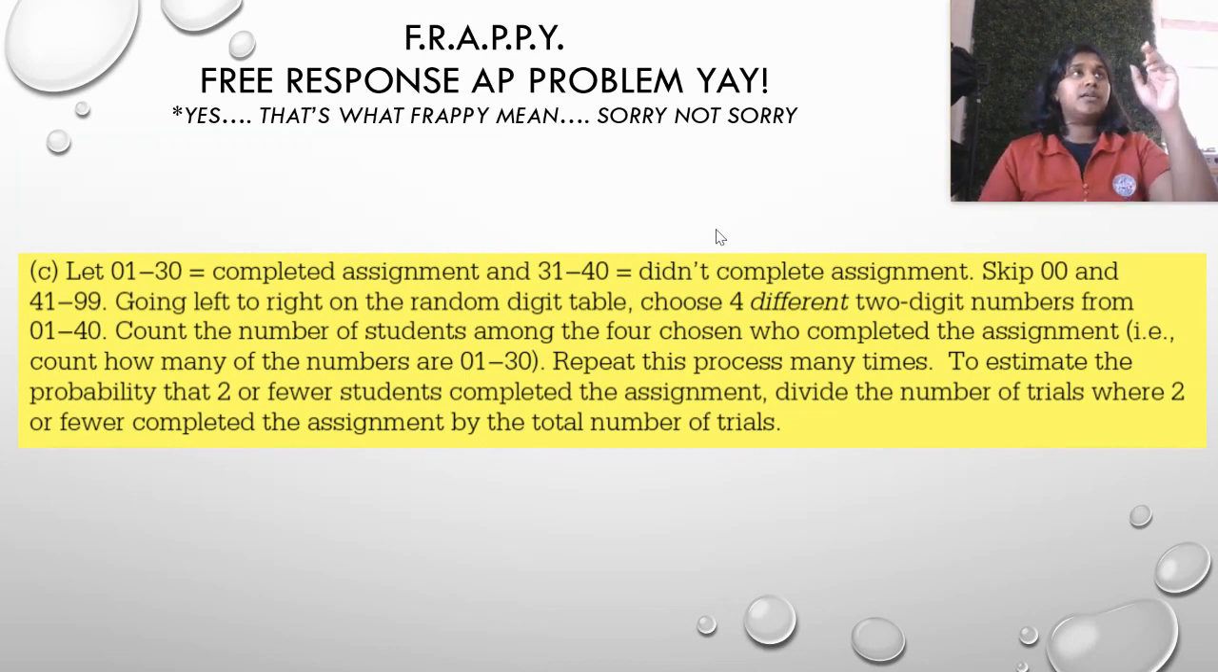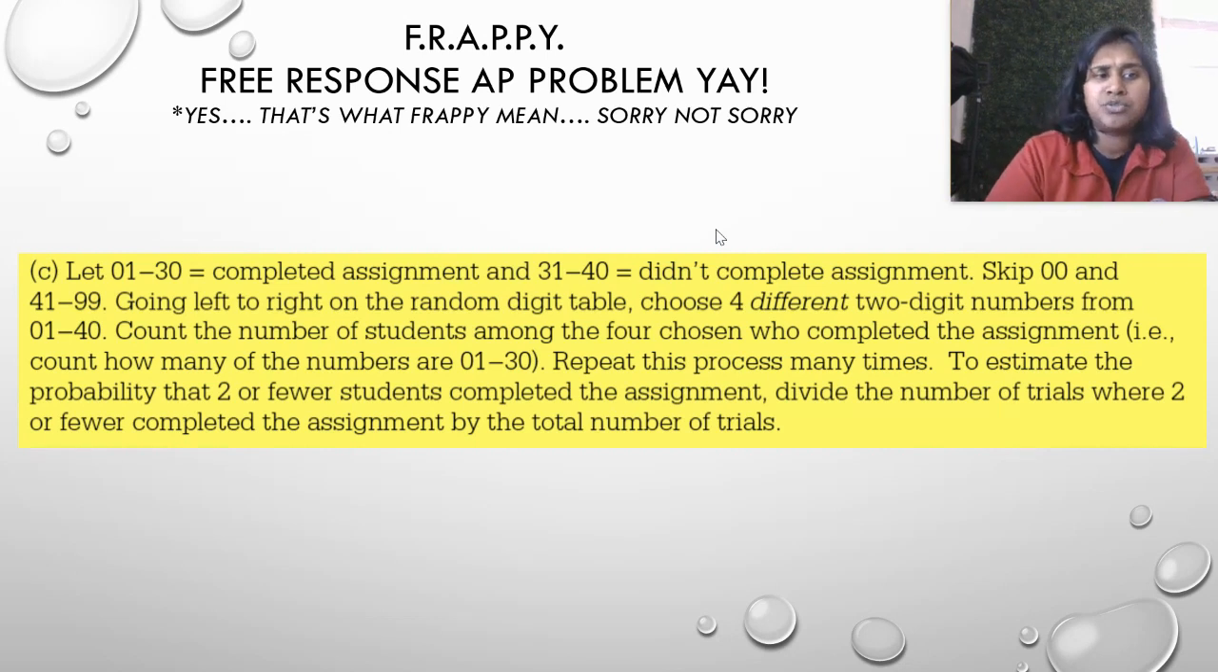So if I'm reading left to right, okay, here's a 2-digit number, here's a 2-digit. We're going to see this in just a second, so don't stress too much. Count the number of students among the 4 chosen who have completed the assignment. Count how many of the numbers are 1 through 30. Repeat this process many times.